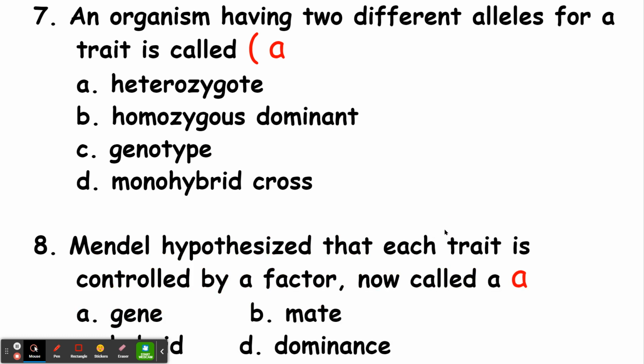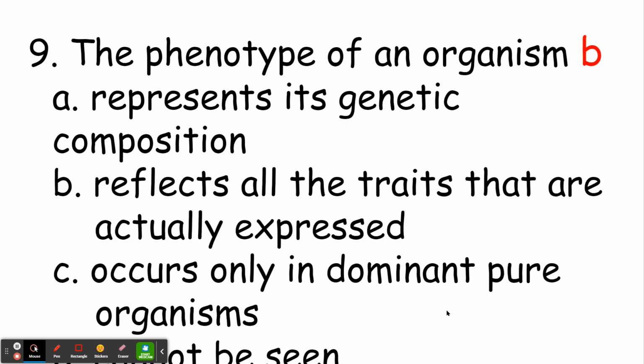Okay, an organism having 2 different alleles for a trait is called a heterozygote. Mendel hypothesized that each trait is controlled by a factor now called a gene. The phenotype of an organism reflects all the traits that are actually expressed.